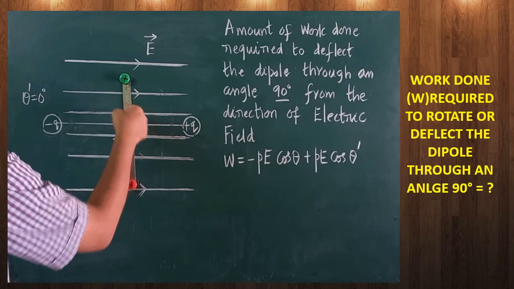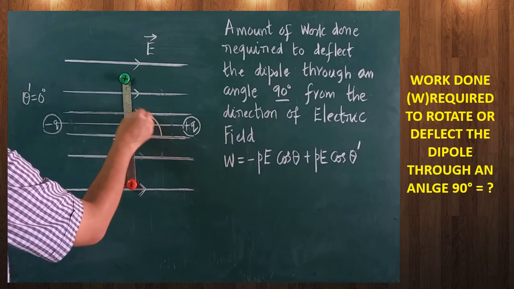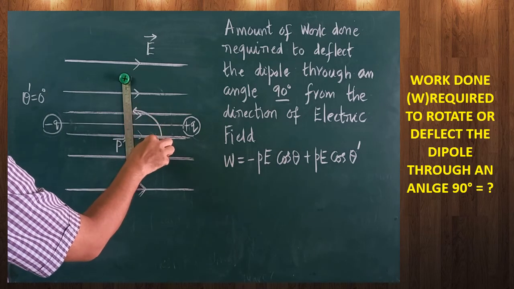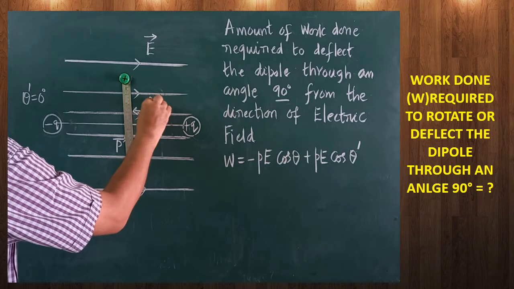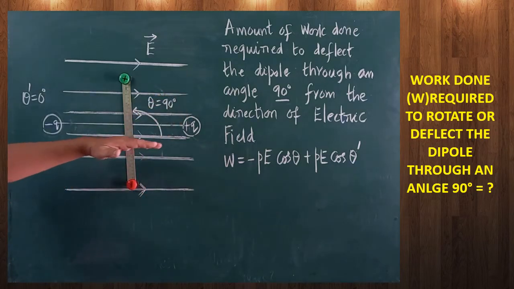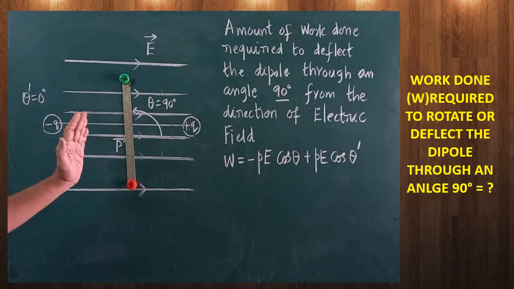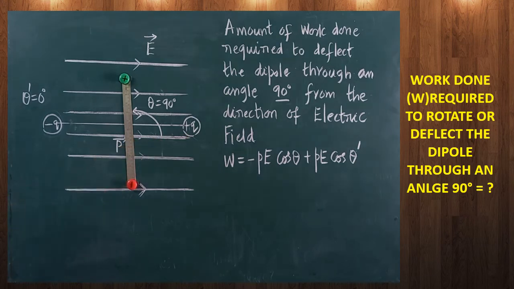So how much angle has it rotated? 90 degrees. The angle of rotation made from this position to this position is 90 degrees. To rotate the dipole through an angle of 90 degrees, some amount of work must be done. For that we have to calculate the expression.